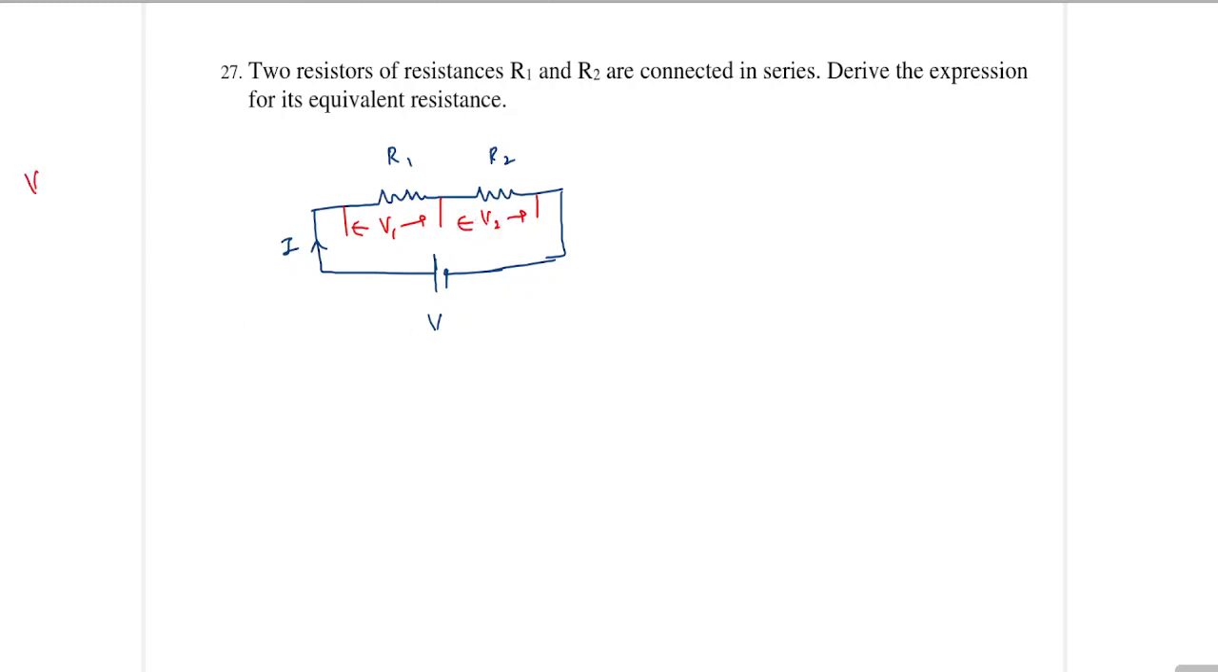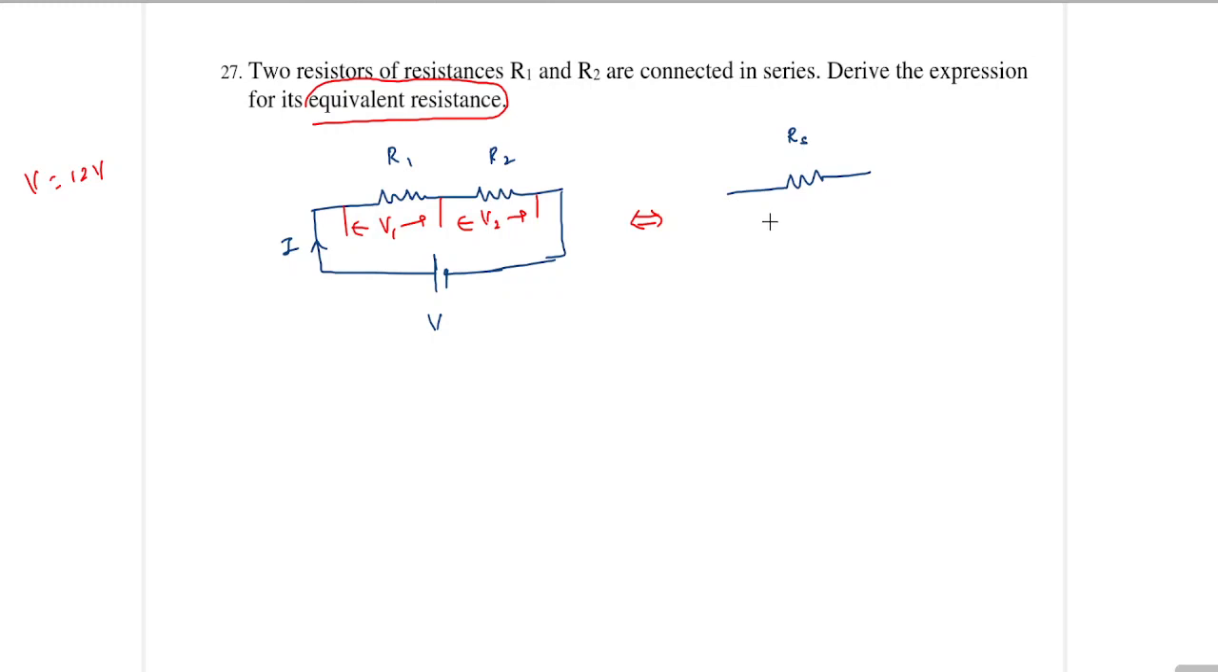For example, if V is say 12 volt, then out of it, a part will come across R1 and a part across R2. That is, if we take a voltmeter and put it across R1, it will measure voltage V1, and across R2, it will measure voltage V2. Now here, we need to find something called the equivalent resistance, which means that we need to replace these resistors by a single resistor. That is called the equivalent. Let us call it R suffix S.